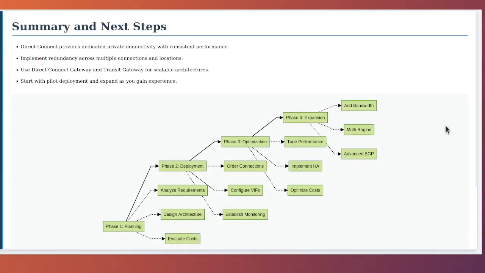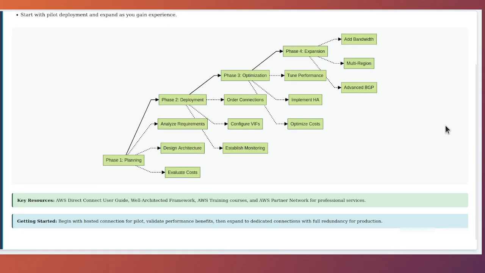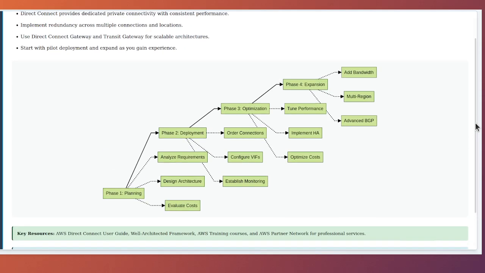Summary and next steps. We have covered a comprehensive overview of AWS Direct Connect, from fundamental concepts to advanced architectural patterns. Let me summarize the key points and suggest next steps for implementing Direct Connect in your environment.